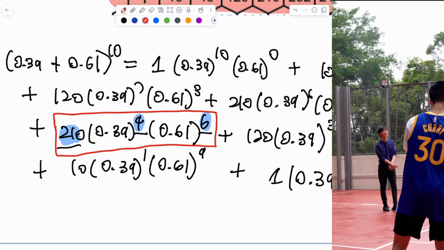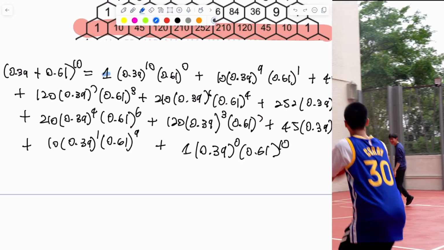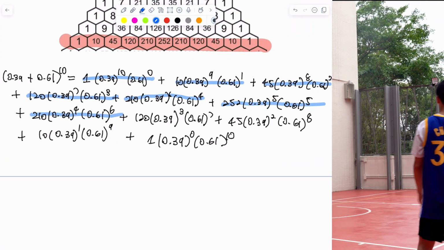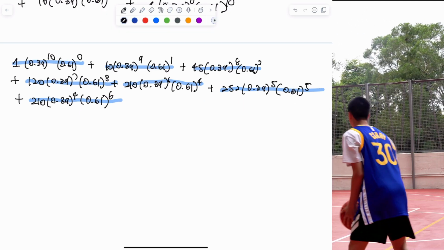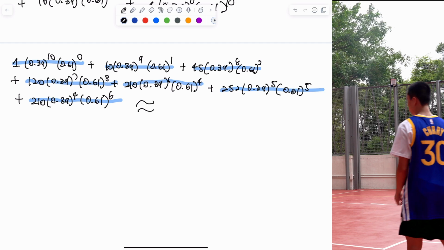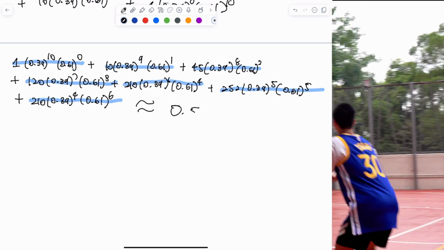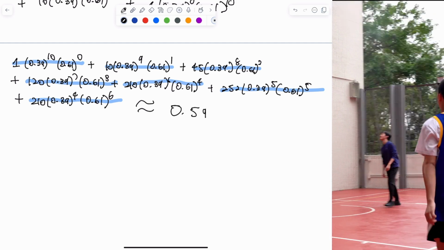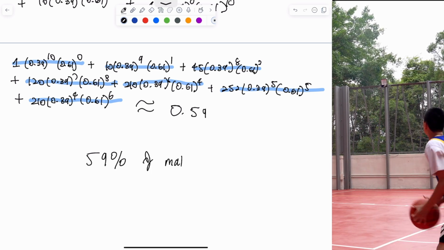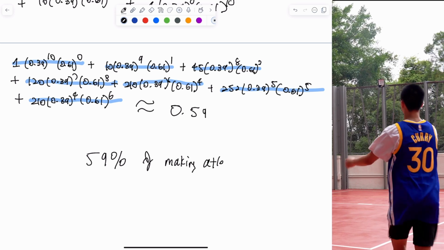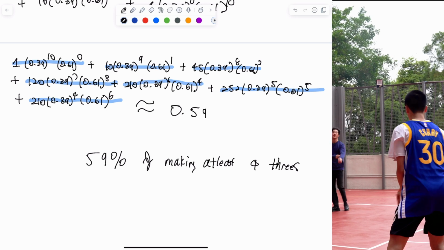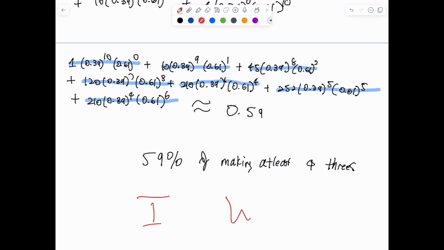Knowing this, our next step is to add up all of the terms where the power of 0.39 is 4 or greater. If you add up all the terms, you will get the probability that Steph makes 4 or more threes. So, after adding up all these terms, we're going to end up with 0.59, meaning that Steph Curry has a 59% chance of hitting 4 or more threes if he takes 10 shots. So, on the balance of probabilities, Steph Curry is more likely than not to hit at least 4 threes. In short, I am going to win this bet.